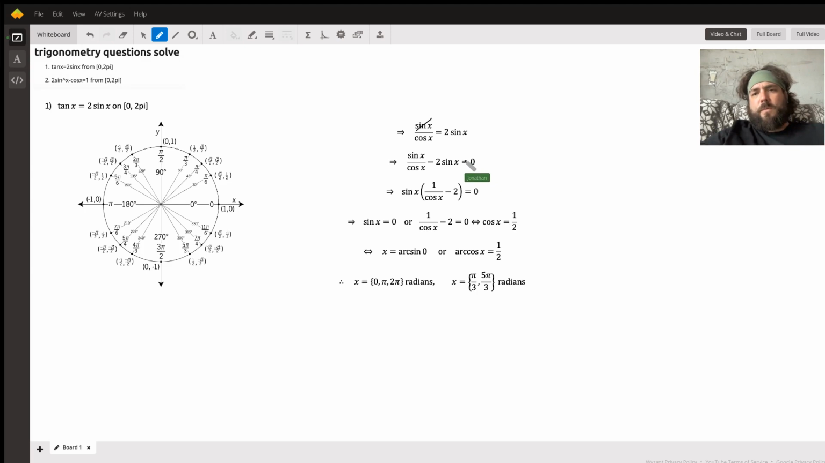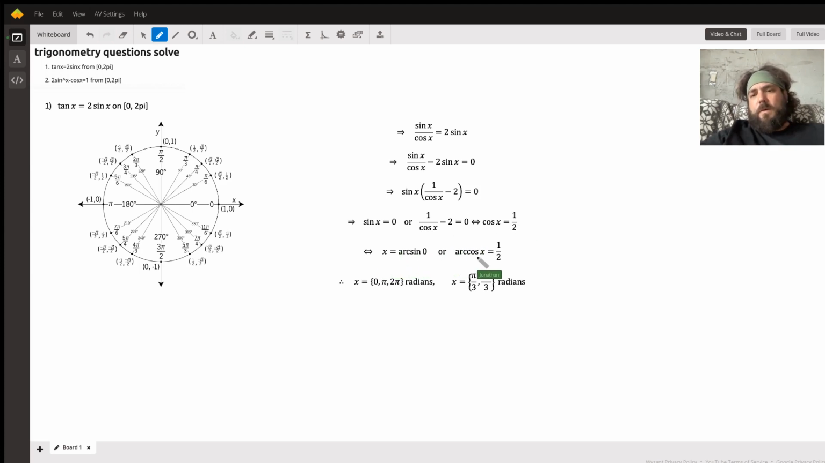What you want to do is shift it over to the other side and factor it out, like so. If you look there, I just did each step and then I factored it out. Now I have two factors whose product is equal to 0. Therefore, either one of those is 0. So you separate: sine x equals 0, and 1 over cosine x minus 2 equals 0, which is cosine x equals 1/2. And then from there, it's fairly simple to solve.